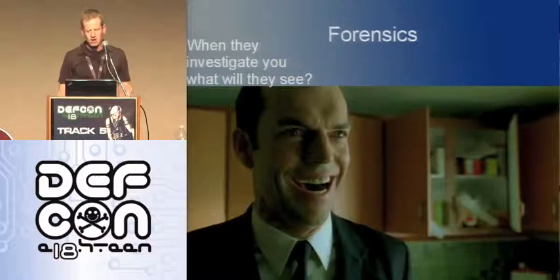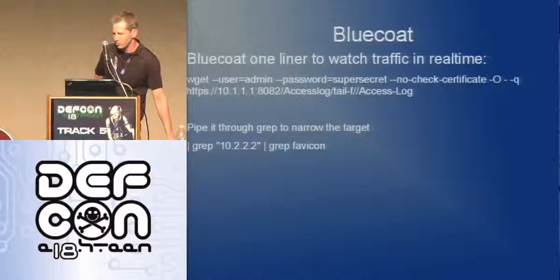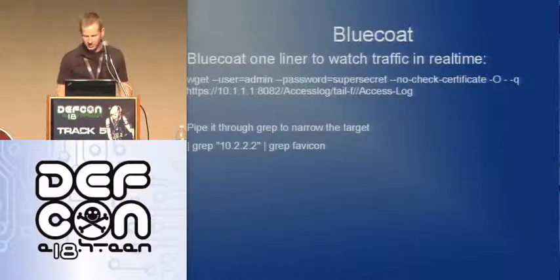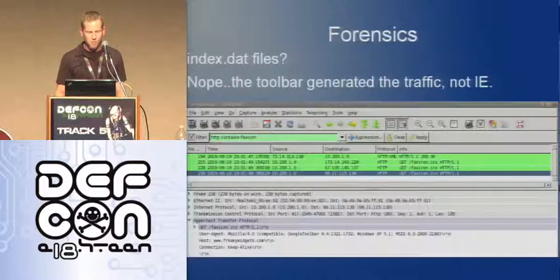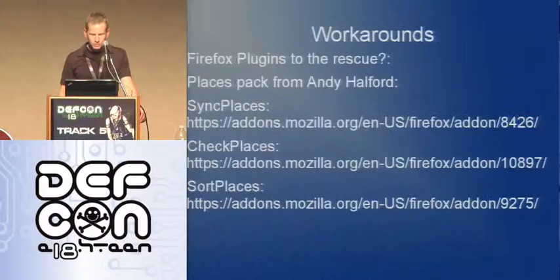So when they say why, what's the next thing they're going to do? They're going to go investigate you. And let's take a look at what they'll see. So if they have a Blue Coat proxy in place, they may run this little one-liner. I just put this in there in case you didn't already know about this. And if you have a Blue Coat proxy, you can use this to get at traffic. And for index.dat files, we won't actually see anything because it's not Internet Explorer that generated it. It's the Google Toolbar itself, as you can see in the user agent down here below.